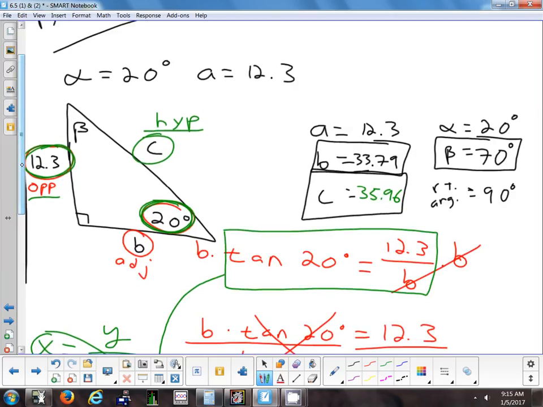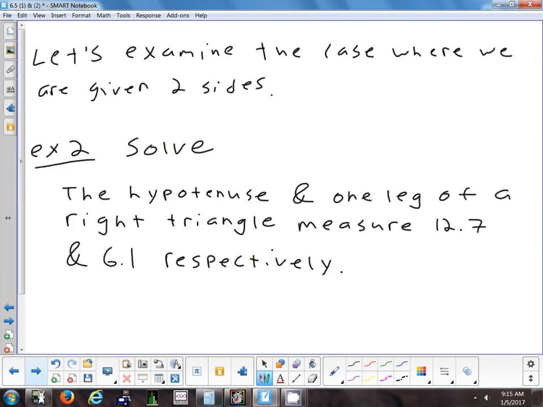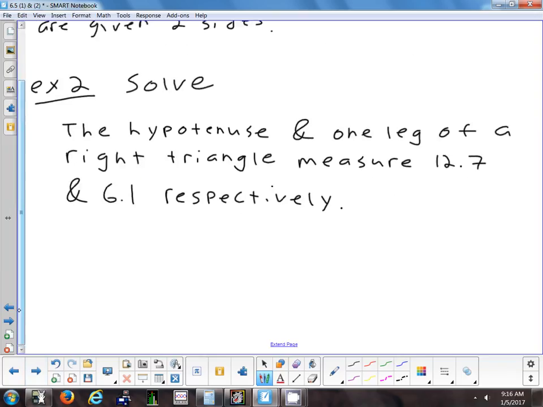Right, so that's the case that we did yesterday. So for those that came in, you didn't really miss anything. That's just a review from the first type. All right, so now we're going to look at the second type. So the second type's a little different. This time what they're going to do is they're going to give you two sides. Okay, it could be any two sides. It could be a leg and a leg, or it could be a leg and a hypotenuse. Okay, it doesn't matter. So let's sketch it first.